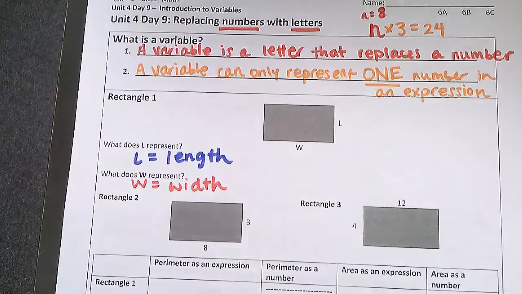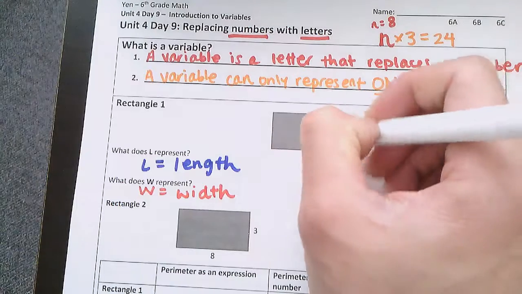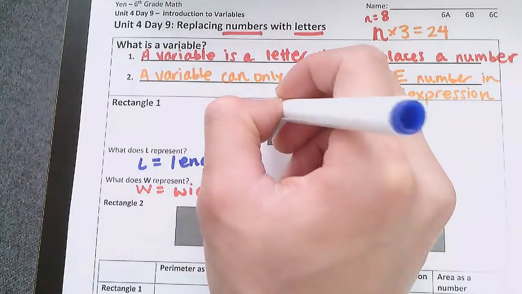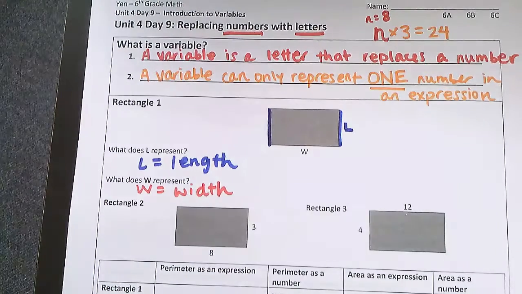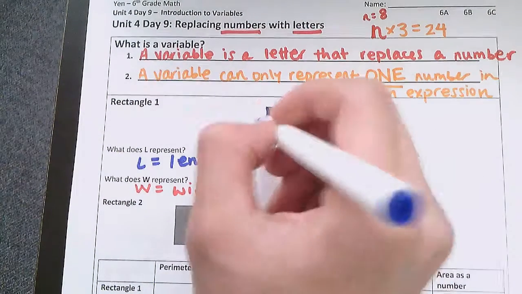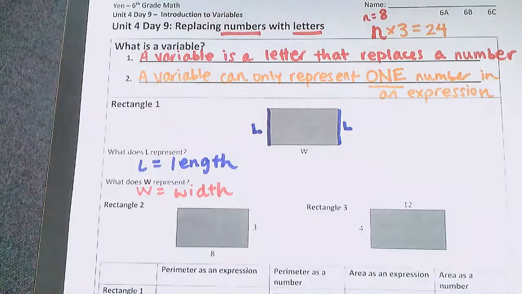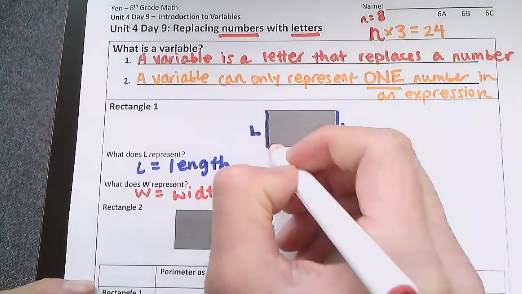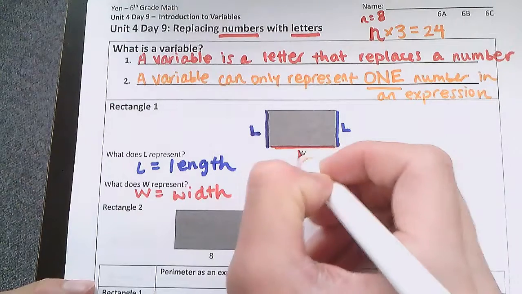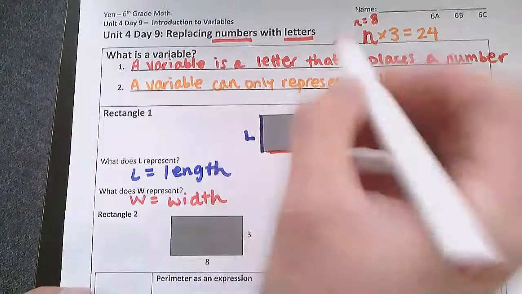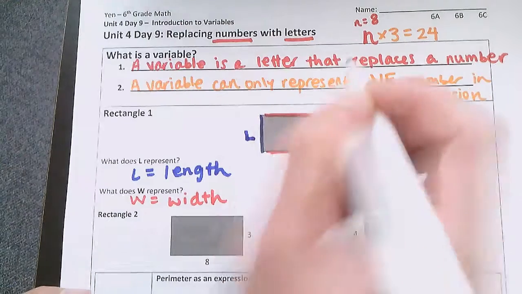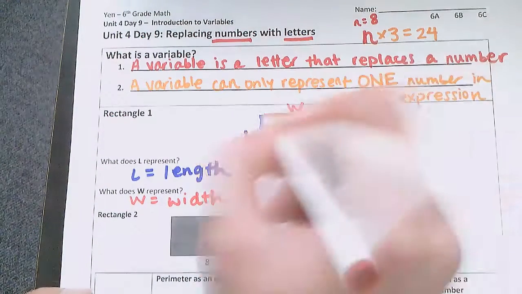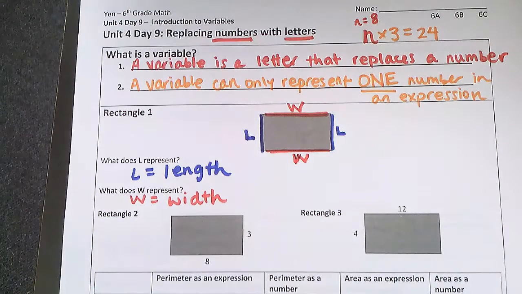And since it's a rectangle, if this is the length, and it's L, then we know that this side is also going to be equal to this side, and that will also be an L. That's the length as well. And if this is the W down here, this side, that's our W. And we also know that this side of the rectangle is equal to this side, and we'll say that that is also the same width, also a W.